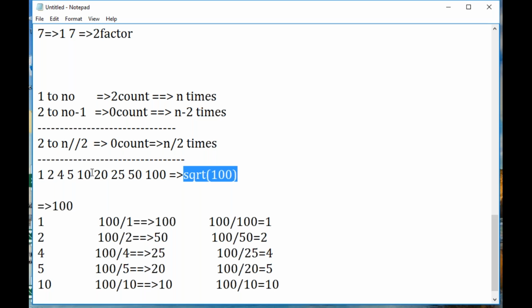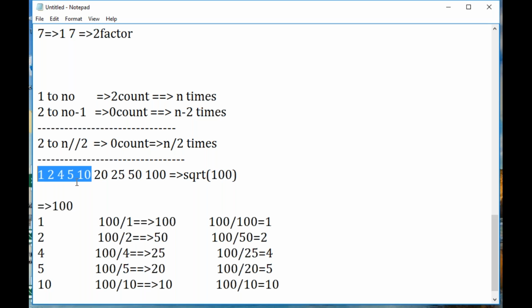The reason behind it: if you find the first half of the factors, the multiples of these will be the next half. This is what I told you. The first half are written here, so by using this, I'm going to generate the next half.